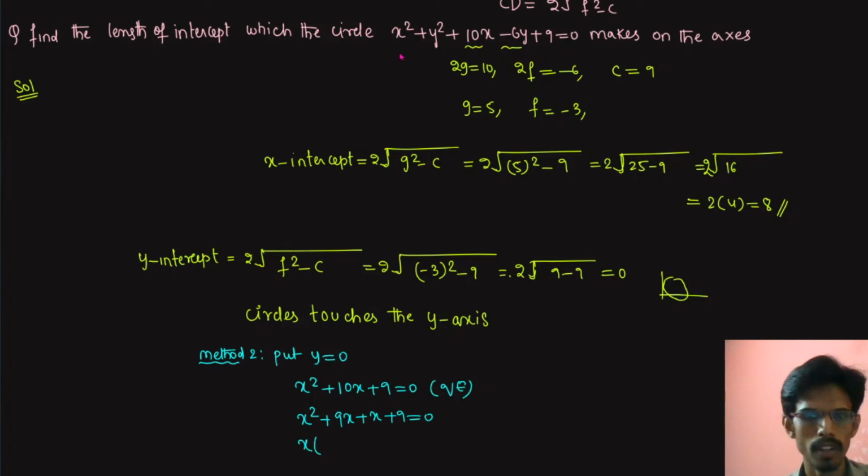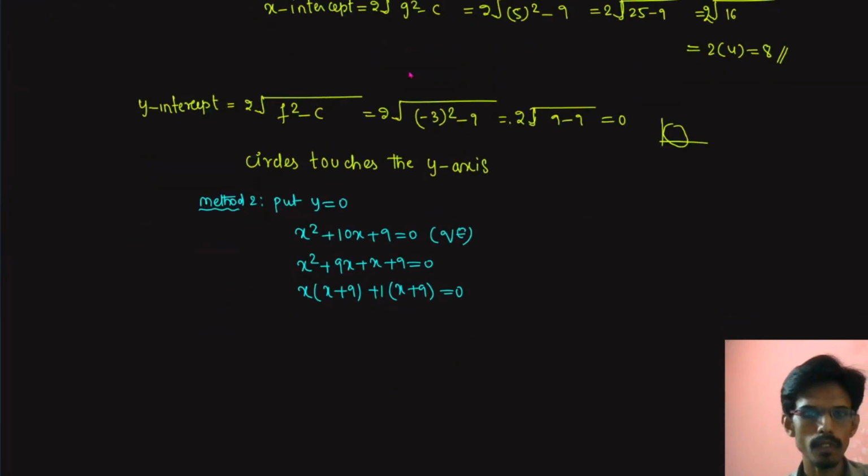Take x common, we have x plus 9. Take 1 common, x plus 9 equal to 0. Now take x plus 9 common, we have (x plus 9)(x plus 1). So x will be minus 9, x will be minus 1. Okay, we got points on the x-axis, that is A(minus 9, 0) and another point B(minus 1, 0).